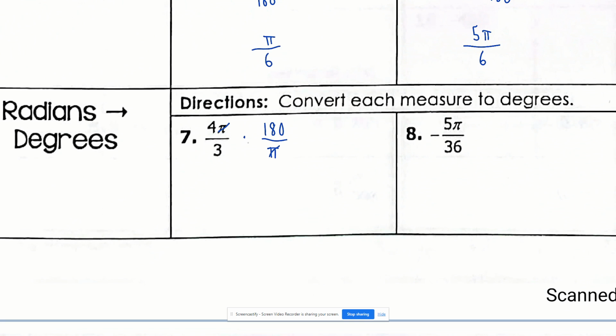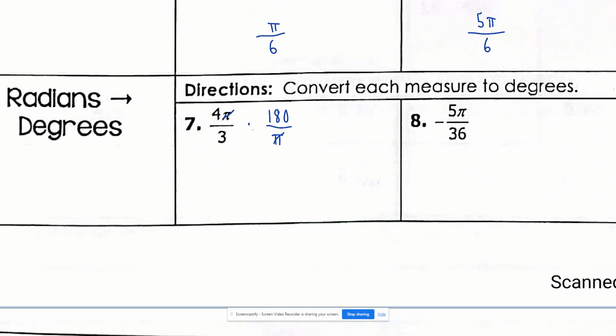A degree. So all I care about is what's 4/3 times 180. So go type it in. You don't have to do it in your brain. 4/3 times 180. 240. So 4 pi over 3 is equivalent to 240 degrees. One's a radian, one's a degree. Do you understand?